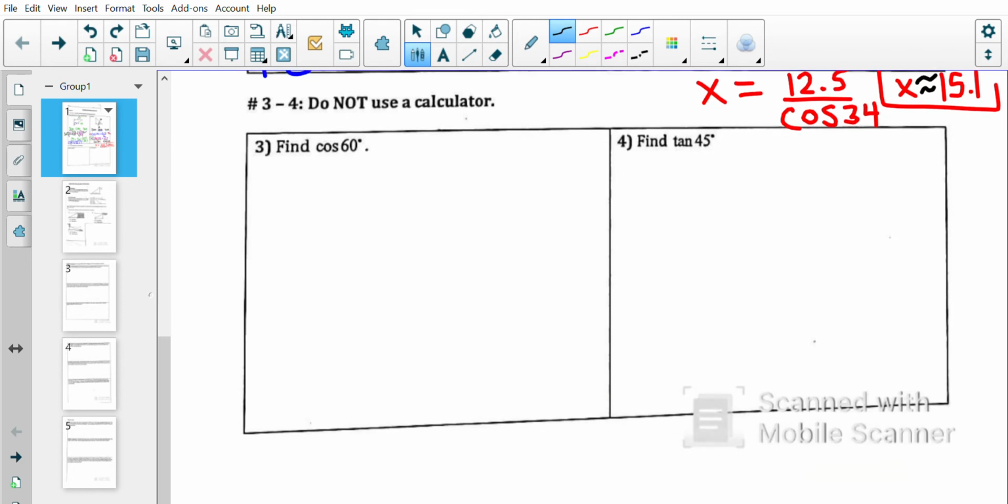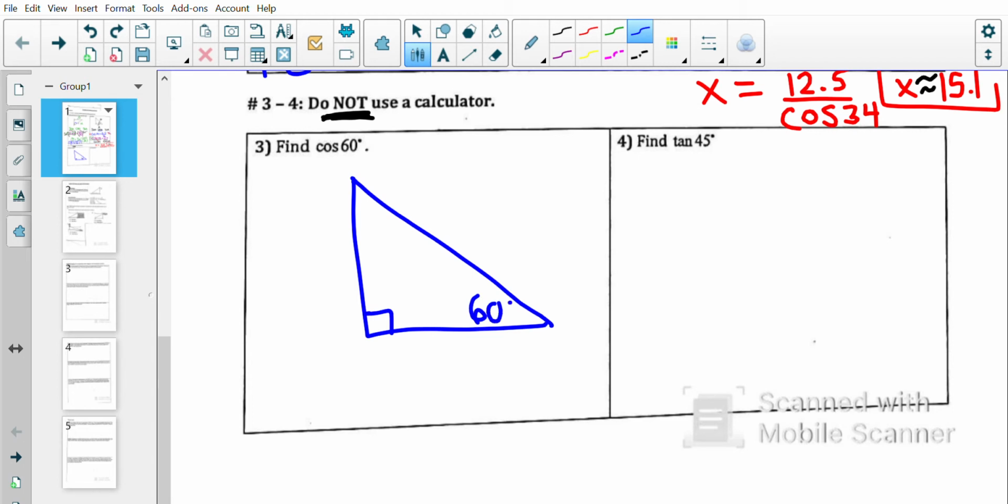If you notice, I said do not use a calculator. So if I'm asking you not to use a calculator, it's going to be based on a 30, 60, 90 or a 45, 45, 90, the triangles we know very well. So we're going to set up a right triangle. We know one angle has to be 60, and because the sum of the angles in a triangle has to add up to 180, we know that last angle is going to be 30.